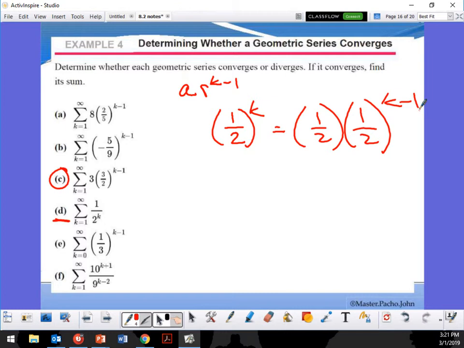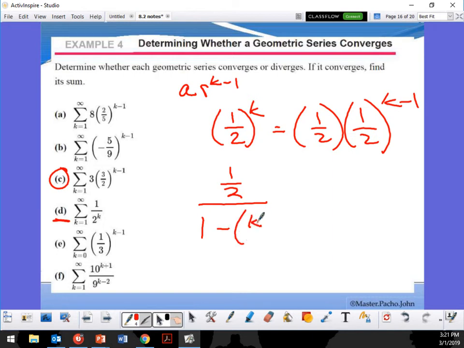Okay, so now what is my a value in this case? Oh, actually, no. Start off again. What is the r value? Is it less than 1? Yes, it is less than 1, so therefore it's going to converge. So since it's going to converge, let's go ahead and plug it in. So it's going to be 1/2 over 1 minus r, which is what?